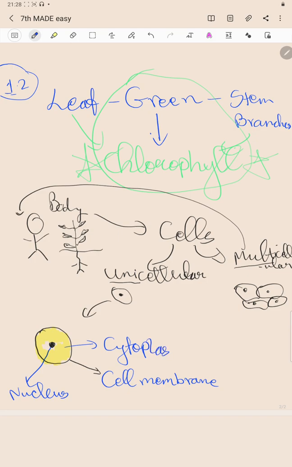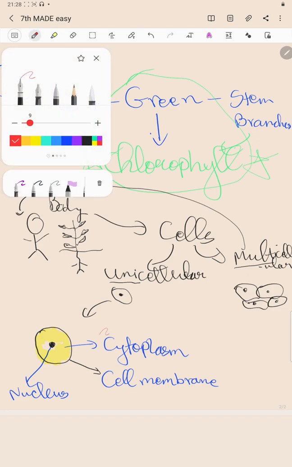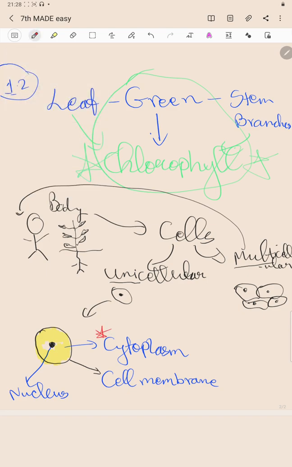So it's pretty simple guys. There are 3 components in a cell. One is cytoplasm, which is in between the nucleus and the cell membrane, which is the outermost layer of the cell, and in the center is the nucleus, that's a spherical structure. This is usually an animal cell.